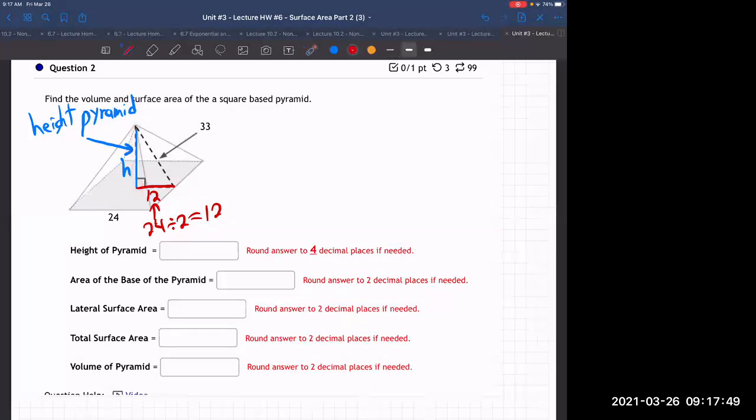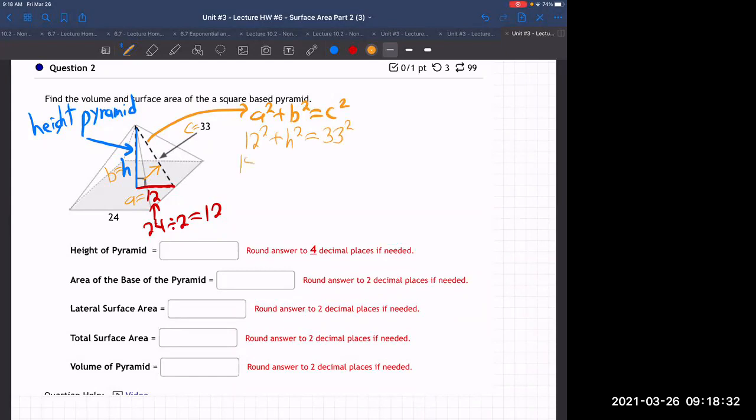So that's 12. So then I've got my little Pythagorean theorem thing. To find this height, I'll just bring this triangle over here. It's a squared plus b squared is c squared. So this is the a, this is the b, and this is the c. Remember, the c is always the side across from the right angle. It's the longest side. I think you know that pretty well by now. 12 squared plus h squared is 33 squared.